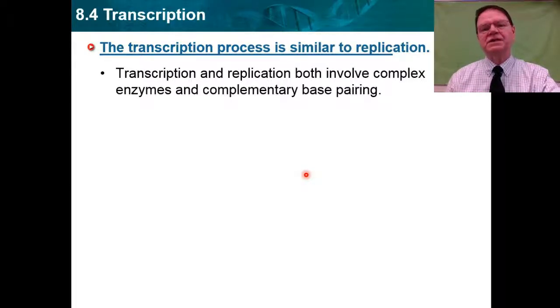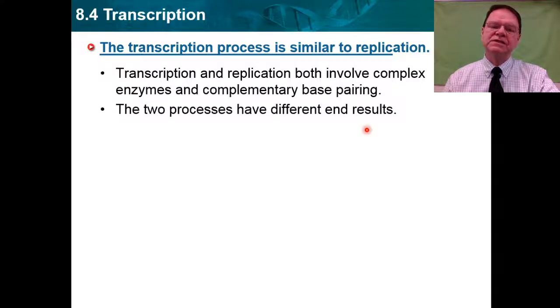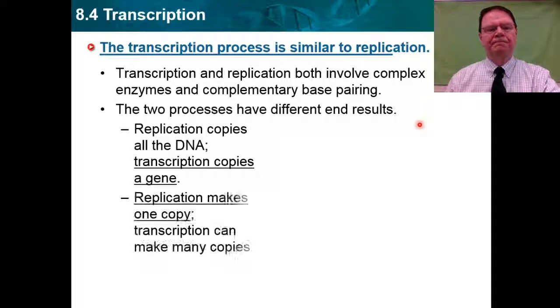So the transcription process is similar to replication in that both involve complex enzymes and complementary base pairing. Remember those base pairing rules? Well, they're also going to apply here with the one noted change previously of thymine being replaced by uracil. The two processes have different end results, however. Remember that replication is going to produce DNA, transcription is going to produce RNA. Okay? Replication copies all the DNA, transcription copies the gene. So it's a much more limited amount of information.